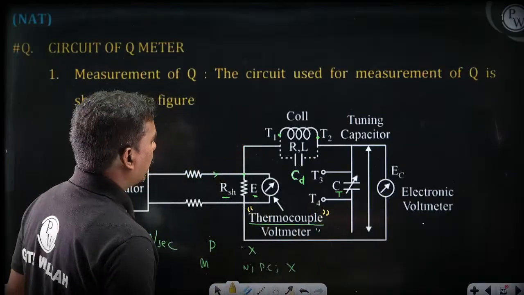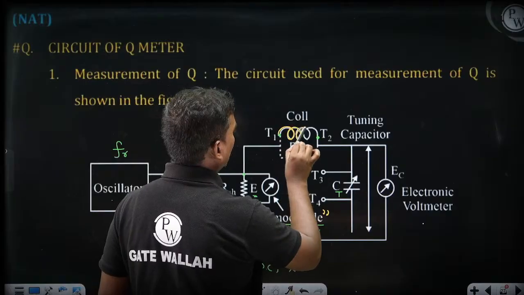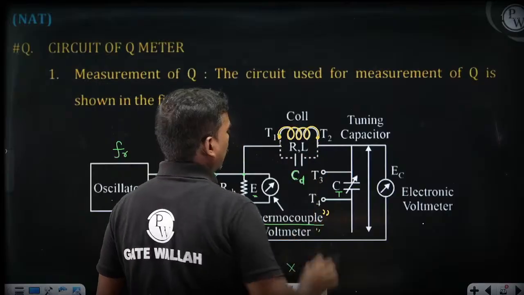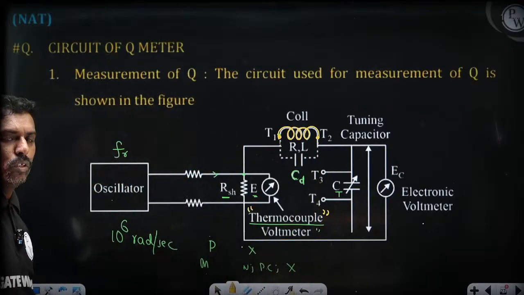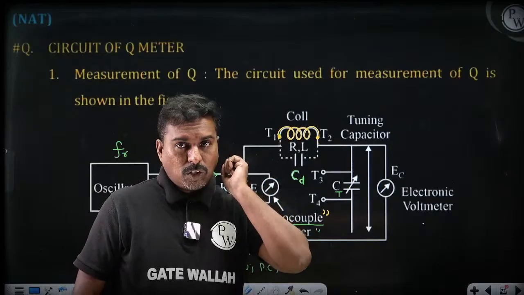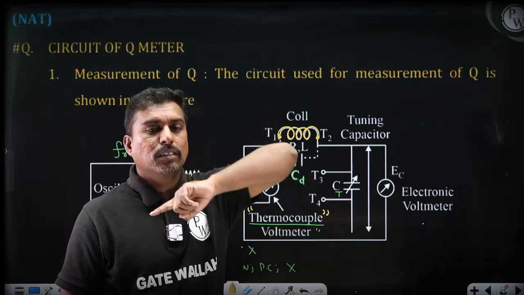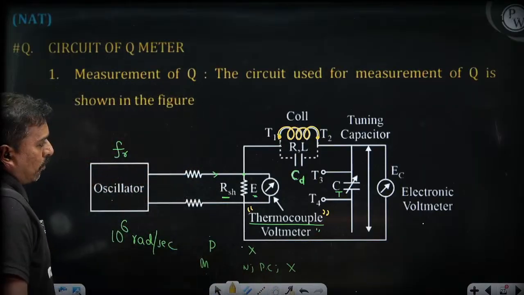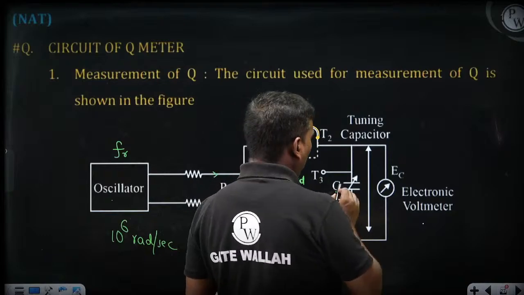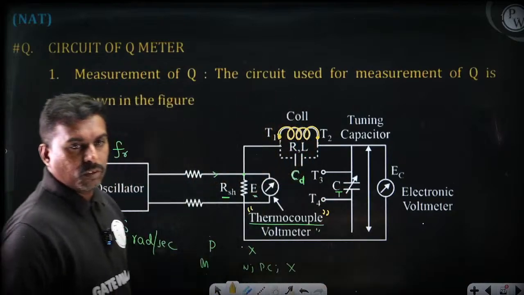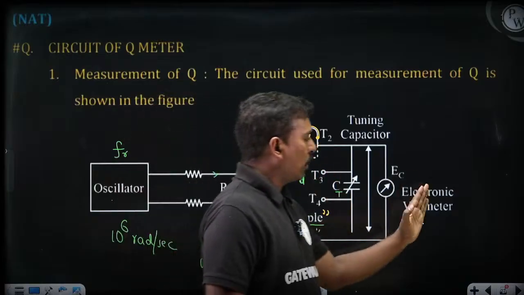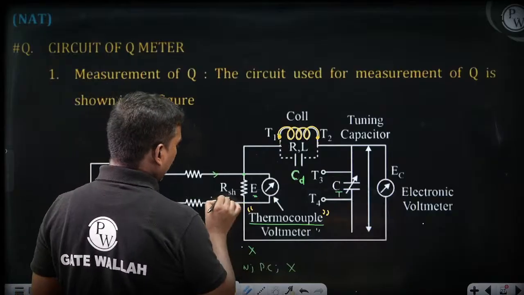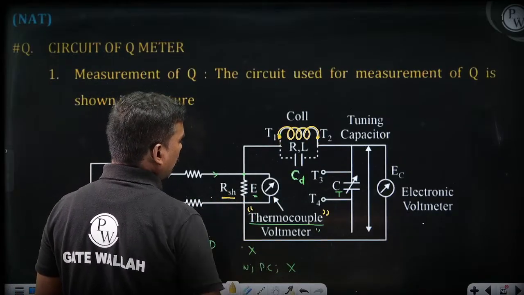Here comes the coil, which has terminals connected here. Remember, the coil has resistance also, and between the turns there is a distributed capacitance, because current entering and leaving through the turns creates charging and discharging, which causes the distributed capacitance. In addition, there is another capacitor called the tuning capacitor. Across this tuning capacitor, we have an electronic voltmeter. Across the shunt resistance, we get the voltage.